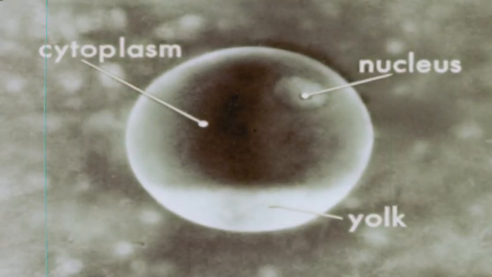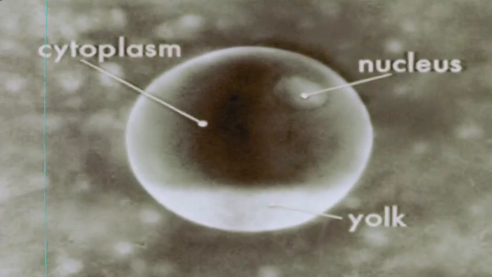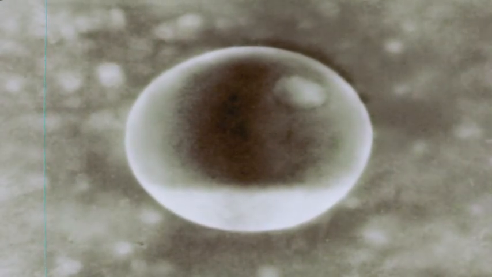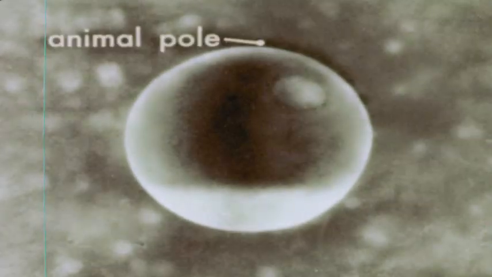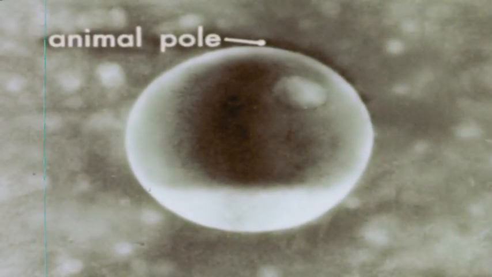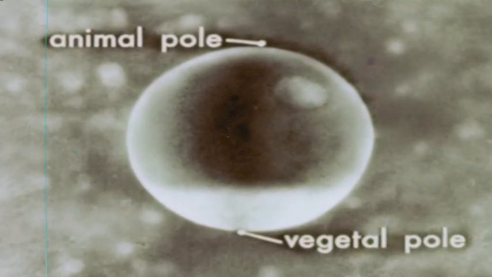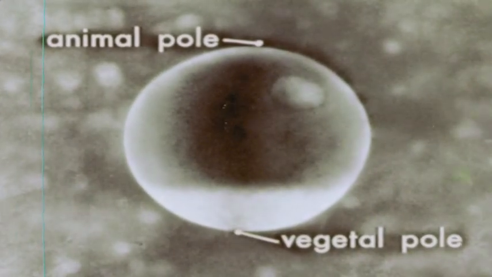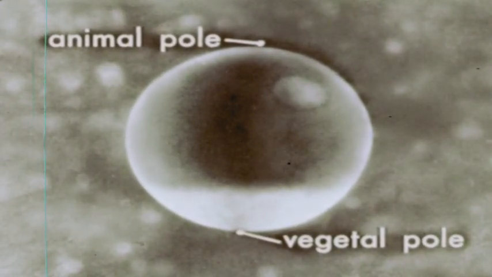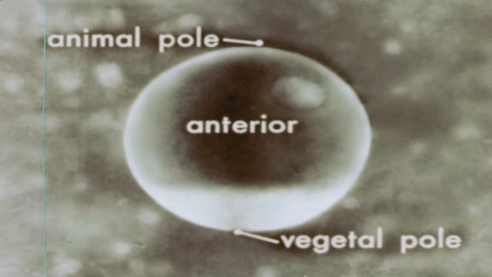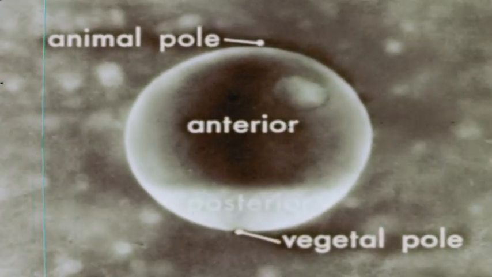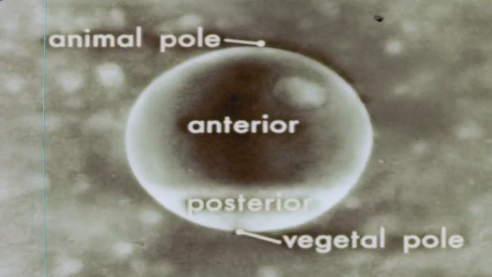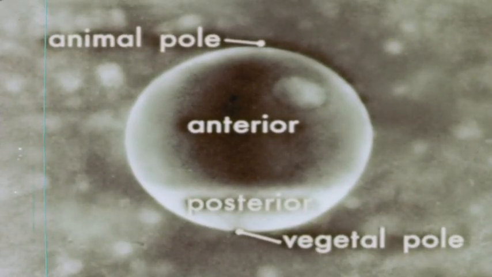Heavier yolk-filled granules, grouped in the lower part of the egg, cause a definite polarity: an animal pole in the upper hemisphere and a vegetal pole in the lower. The materials in the animal pole area will give rise mainly to the anterior or front parts, and those of the vegetal pole to the posterior or hind regions of the embryo.